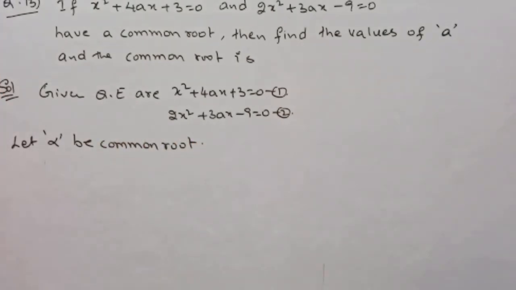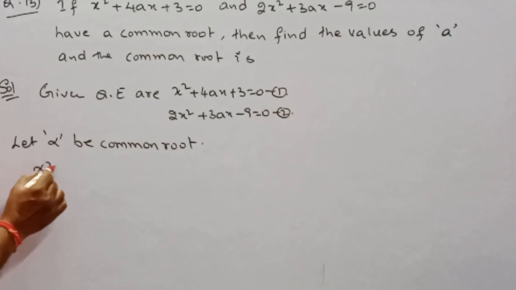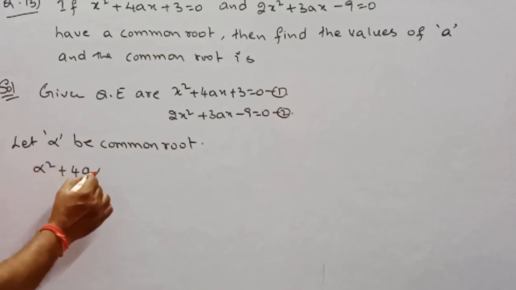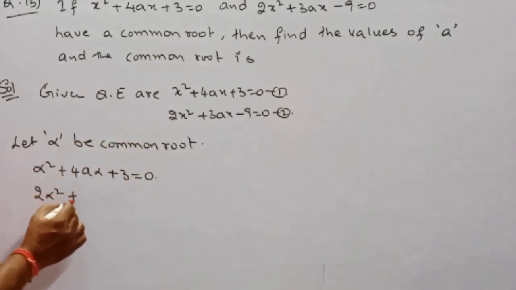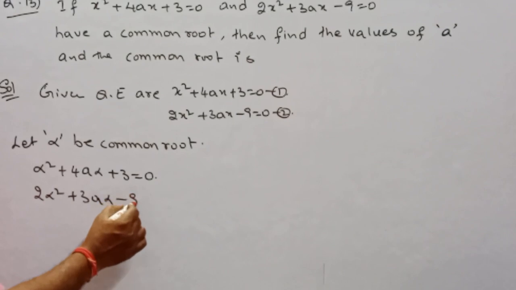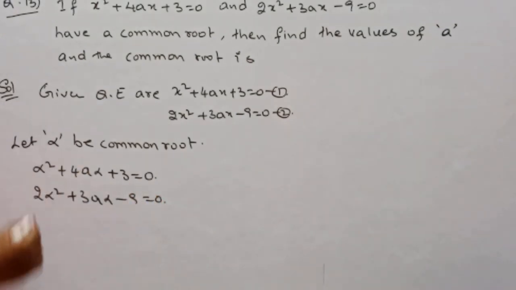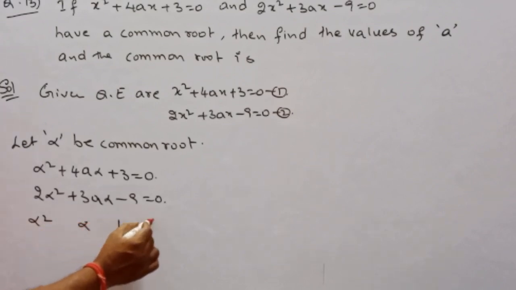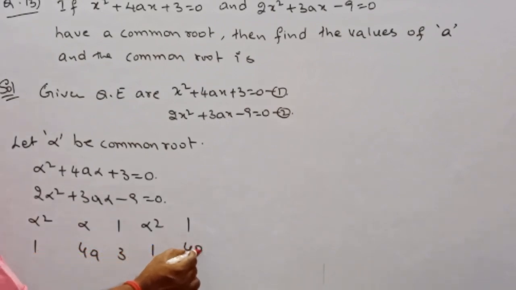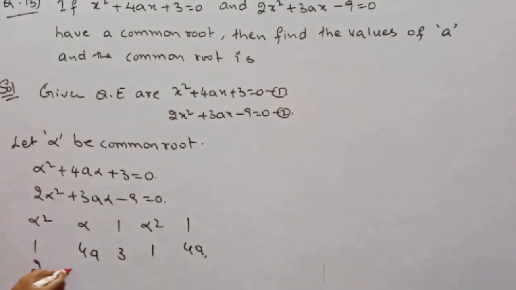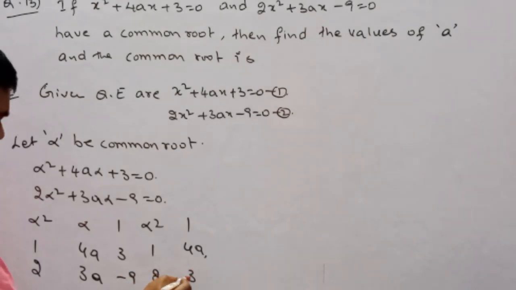Let alpha be the common root. Then what is the quadratic equation? Alpha square plus 4a alpha plus 3 equals 0, and 2 alpha square plus 3a alpha minus 9 equals 0. Solve for alpha square, alpha, 1. Here the coefficients are 1, 4a, 3 and 2, 3a, minus 9.